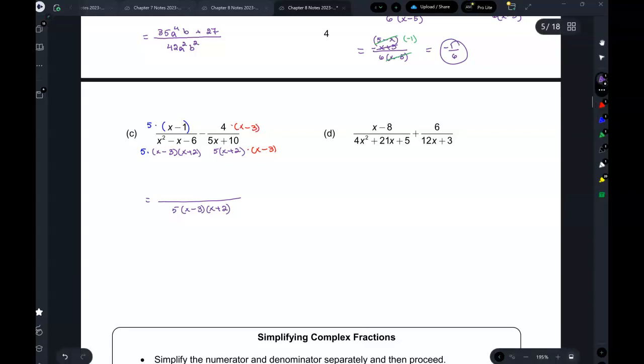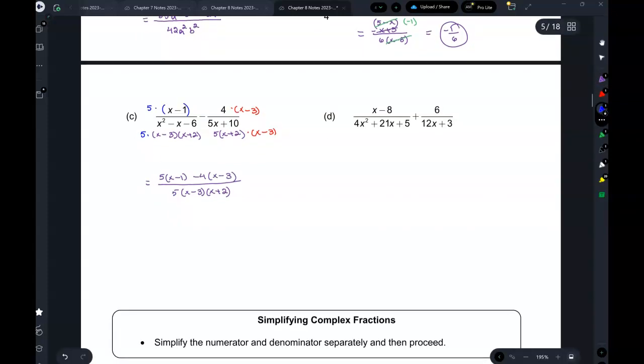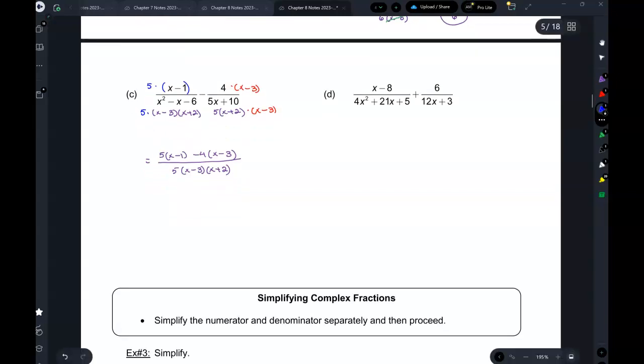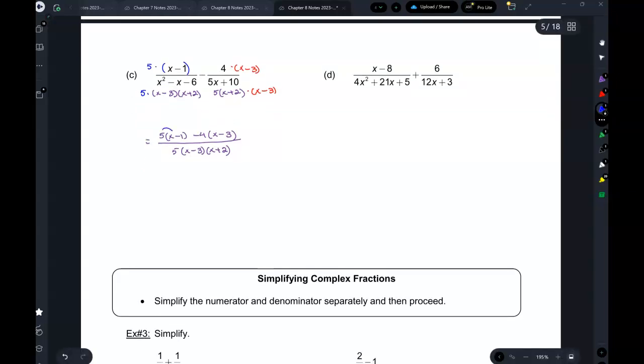Okay, so let's see what we got here. 5, x minus 1, minus 4, x minus 3. So let's not get too overzealous here, and don't skip steps. You've got negatives all over the place. Just take another second or so to write things out, right? So we're going to distribute: 5x minus 5 minus 4x plus 12 over 5, x minus 3, x plus 2.